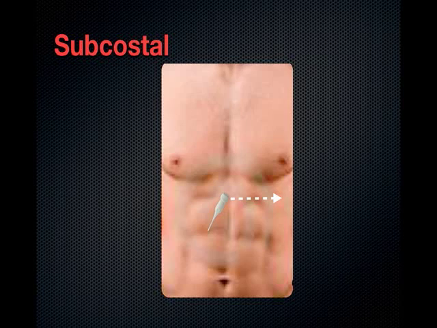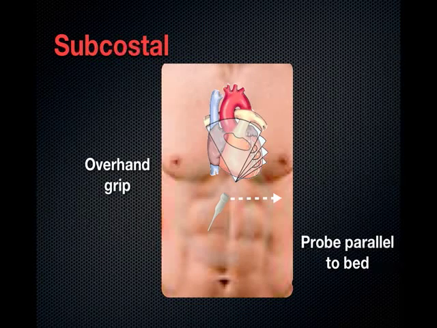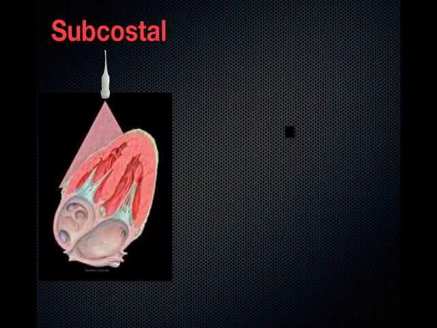We approach the patient with the low frequency probe with the orientation marker towards the patient's left. And what we'll do is we'll look up at the heart through the diaphragm. This particular view is the only one that uses an overhand grip. You have to have an overhand grip to be able to get the probe mostly parallel to the bed, to look up at the heart from below. And the image you'll get will be something like this.